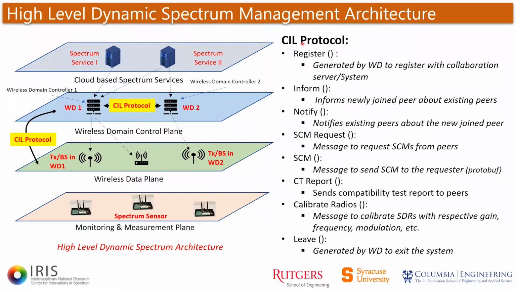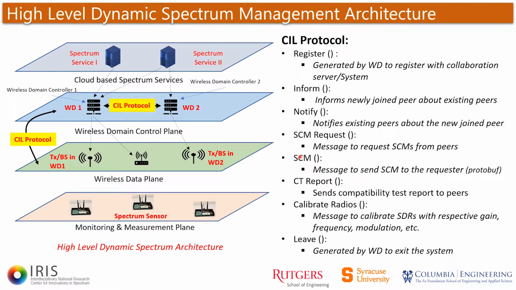A register message is used by a wireless domain or a WD controller to register with the collaboration server. A newly registered peer will be informed of other already existing peers with a series of inform messages. The existing peers will in return be notified about the new peers with a series of notify messages. SCM requests are used to request spectrum consumption information from other networks. After receiving an SCM request, a network will respond with an SCM message.